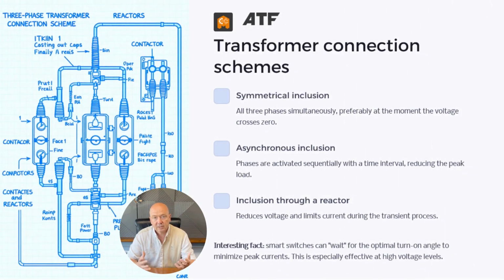Safe switching schemes take into account both the phase of voltage and the sequence of contact closure. Symmetrical switching. All three phases close simultaneously, preferably at voltage zero crossing. Asymmetrical switching. Each phase is energized with a time delay to reduce peak stress. Switching through a reactor temporarily lowers voltage and limits inrush current. Fun fact: smart breakers can wait for the optimal voltage phase angle before closing. This is especially useful at high voltage levels.